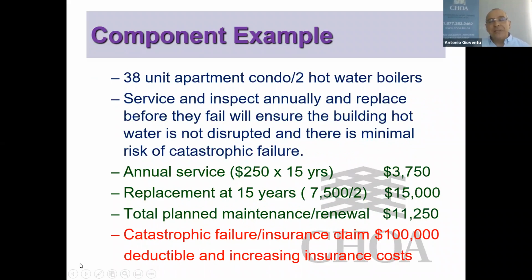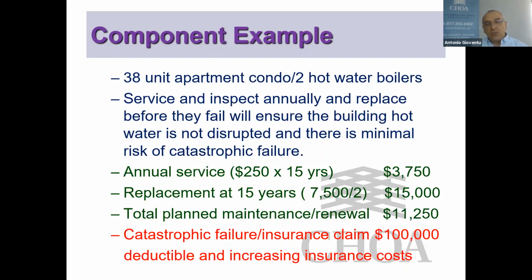So here's a good example of costs and catastrophic failures and what happens when we don't plan. So it's a 38-unit apartment condo. They have 2 hot water boilers that serve the hot water in the building. They do a service and inspection annually, and their anticipation is to replace before these systems will fail. Many reasons, obviously, no insurance claim. They have a water drip tray drainage problem in their building where their drains don't actually go anywhere, and they've discovered this by default. Hot water is not disrupted, and there's a minimal risk of catastrophic failure.